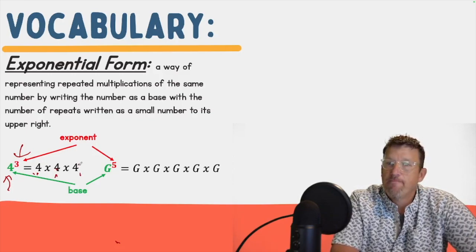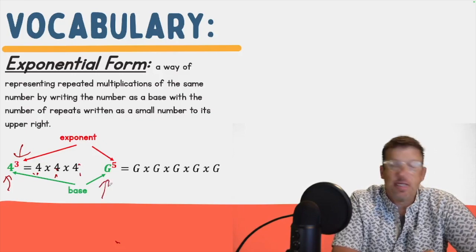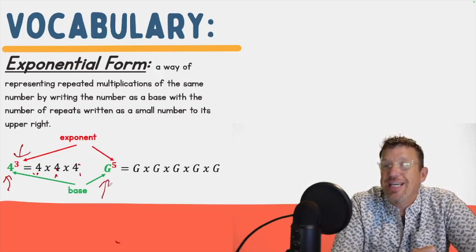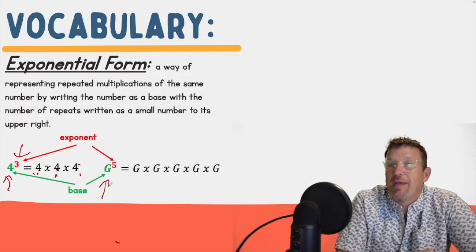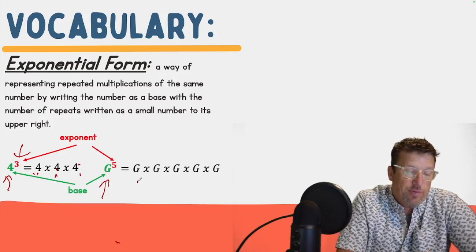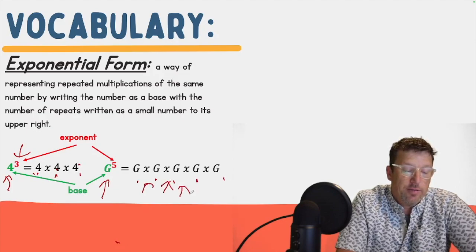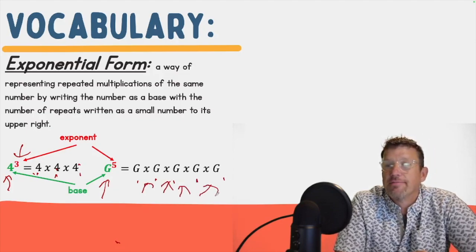Pretty simple, huh? In this other example, the base is actually a variable, which is g, and we're saying g to the 5th. So we write the base down 5 times: 1, 2, 3, 4, 5. And then we put a multiplication sign in between each one of those. That's g to the 5th.